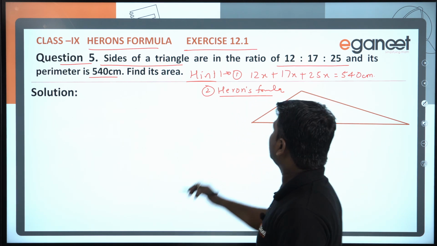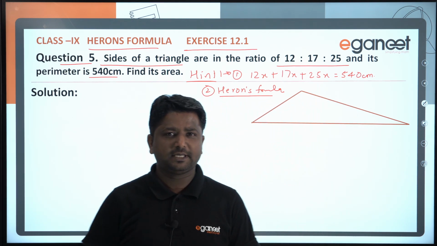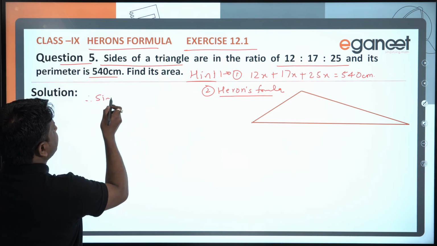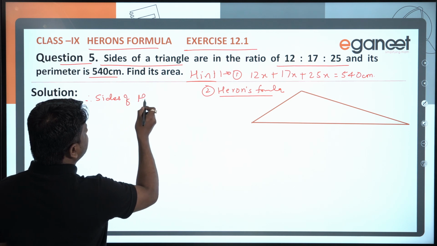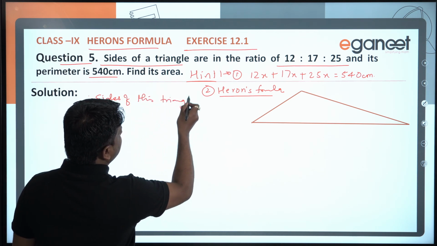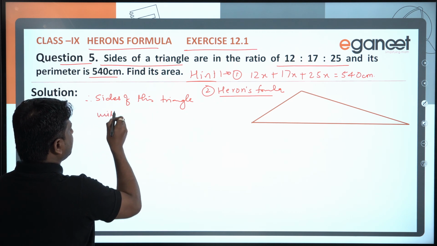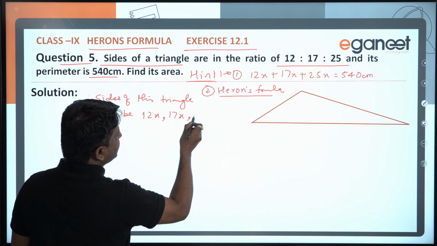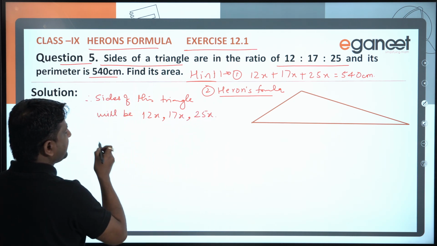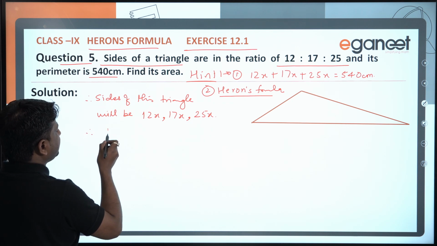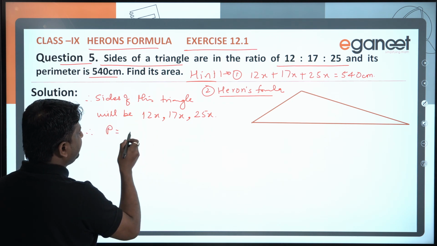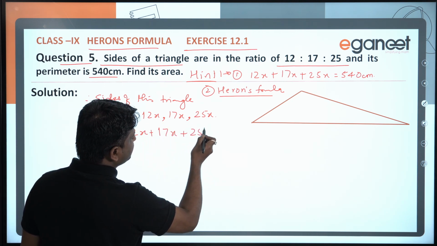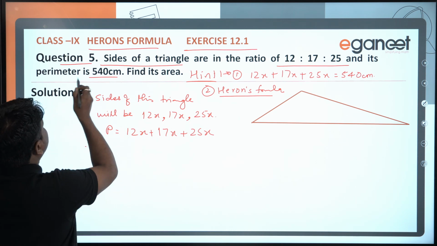Let's actually do it now. See, the ratio is given as 12:17:25 and therefore the sides of this triangle will be 12x, 17x and 25x. Now we are given the perimeter. Perimeter is nothing but the sum of all sides, so perimeter will be equal to 12x plus 17x plus 25x, but perimeter is 540.